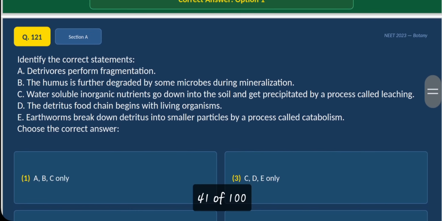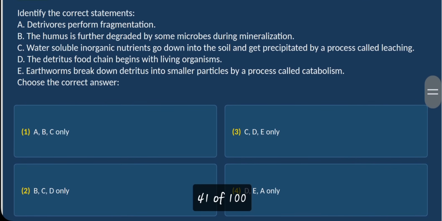Identify the correct statements. Detritivores perform fragmentation. The humus is further degraded by some microbes during mineralization.